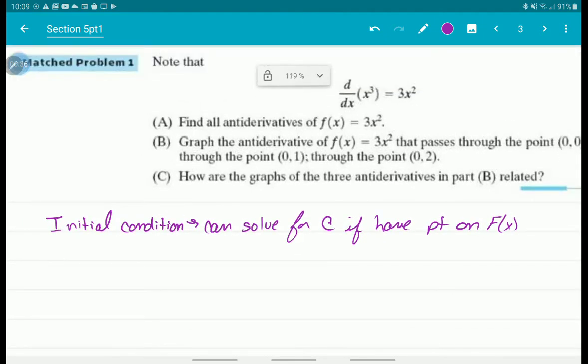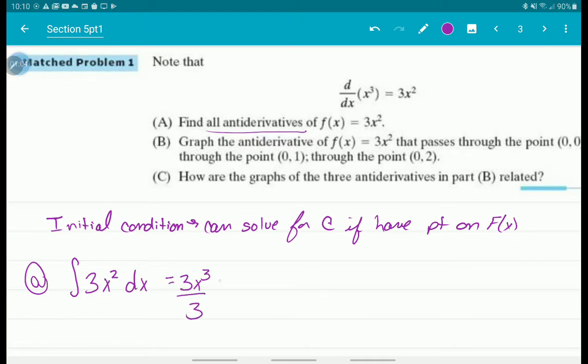So let's look at a problem here. In matched problem 1, they're giving us the derivative of x cubed is 3x squared. A is asking us to find all antiderivatives of f of x equals 3x squared. To find an antiderivative, we are going to integrate, and we're integrating with respect to x. I'm going to put dx here. We are going to add 1 to the exponent and divide by the new exponent. And we're going to have plus c here.